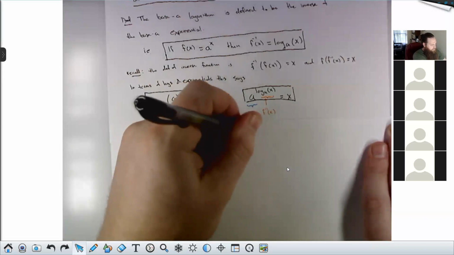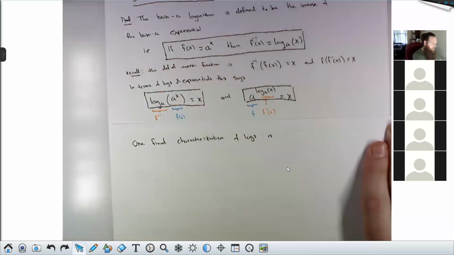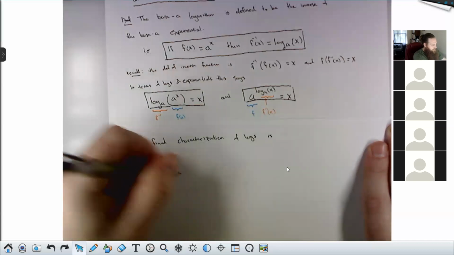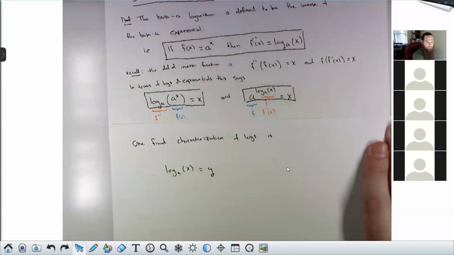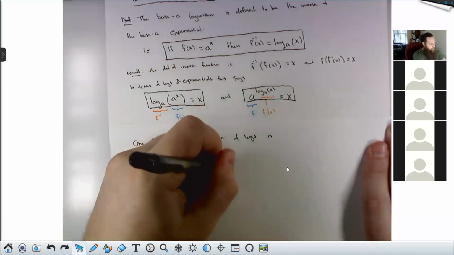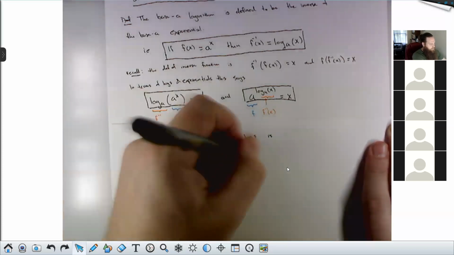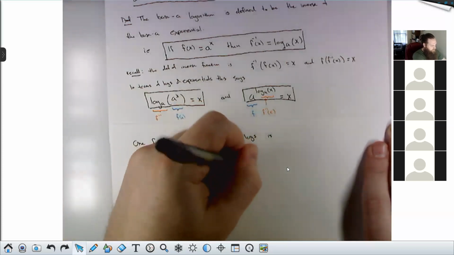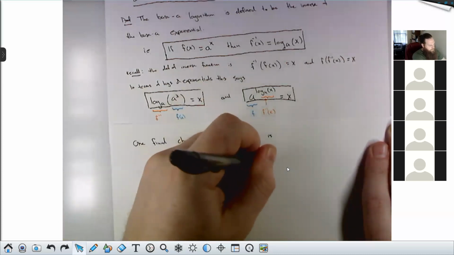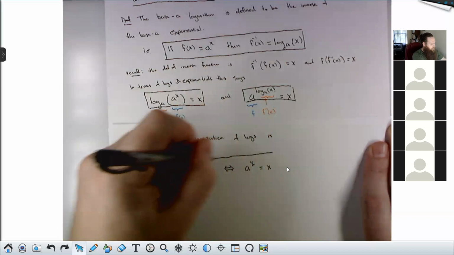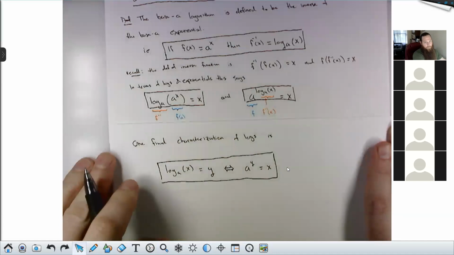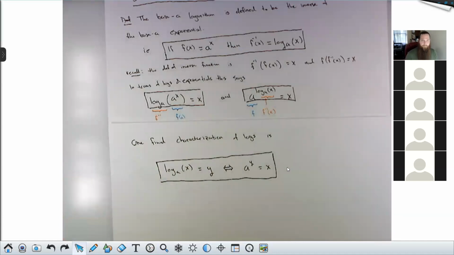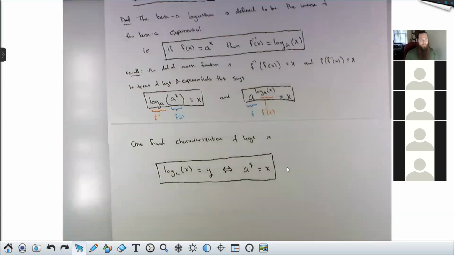Of logs is the following. If I tell you that the base A logarithm of some number is equal to some other number, that is logically equivalent to saying that A, when raised to that second number, is equal to that first number. So this is sort of three different ways to think about what a logarithm is. They all say the same thing. Each one of these is equivalent to the other.